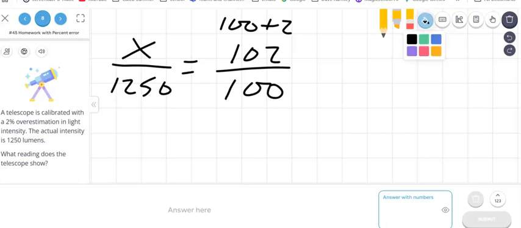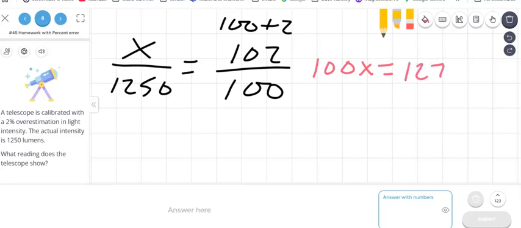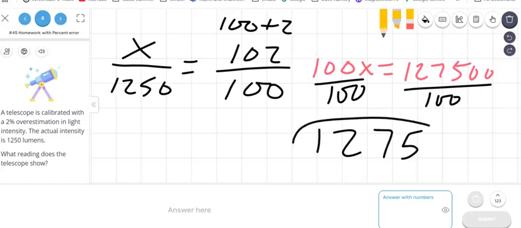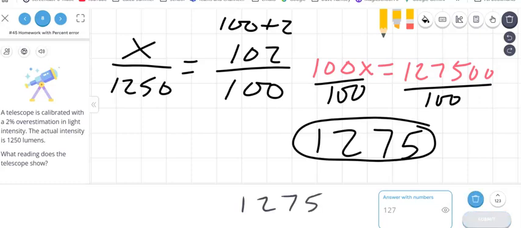Okay, so now let's do our cross products. 100 times x is 100x. Then calculator, 1250 times 102 gives me 127,500. Then we're going to divide both sides by 100. So you get 1275. So 1275.